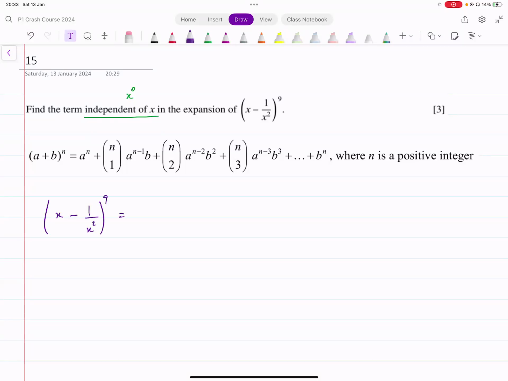Let's expand the first two terms because that is going to give us the pattern that we need, right? So that's what we do. Let's find the pattern. First term is a. So in place of a, we've got x. In place of b, we have minus 1 over x squared. And in place of n, we have 9. All right.